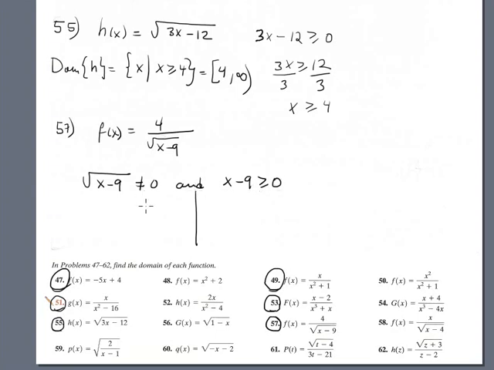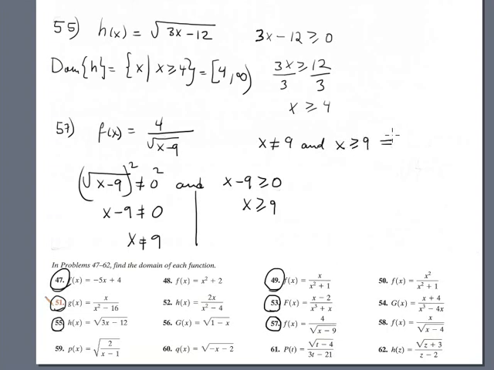Okay, solving this equation, in this case square both sides, x minus 9 must be different to 0, so x must be different to 9, and this is x greater than or equal to 9, positive 9. And so the compound statement we have is x must be different to 9 and x greater than or equal to 9.